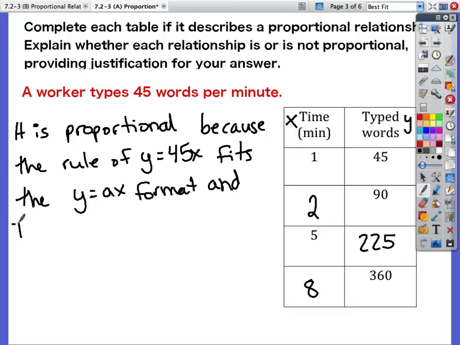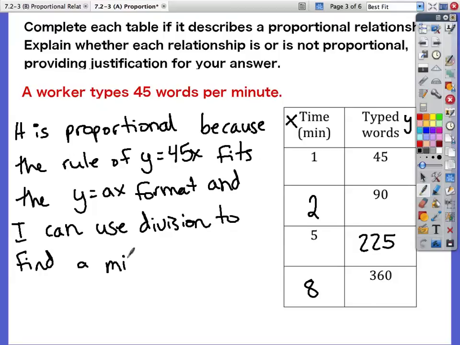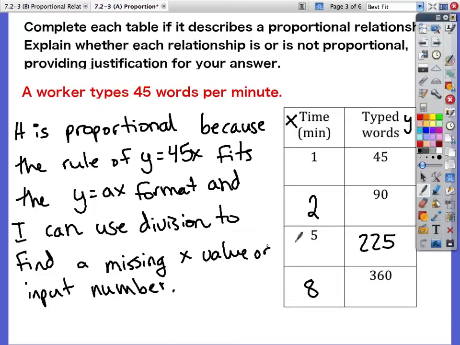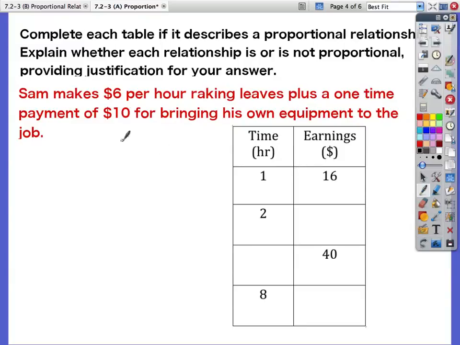and I can use division to find a missing x value, or a missing input. So those are two ways I know this is proportional. If I'm missing an x, I can use division. Also, it fits this key format right here. One more example. Okay, in this case, same directions up here.